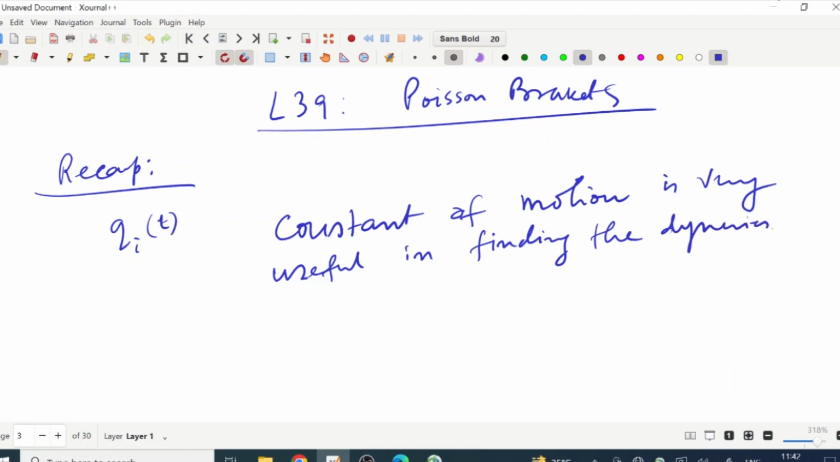For example, if the x component of momentum is constant, then you can write m x dot equal to constant, and you can find a solution very easily. That is why we have learned cyclic coordinates. Cyclic coordinates give constants of motion, and symmetries also give constants of motion. So it is important to find constants of motion in the theory.